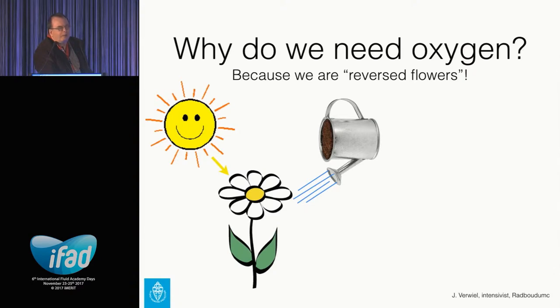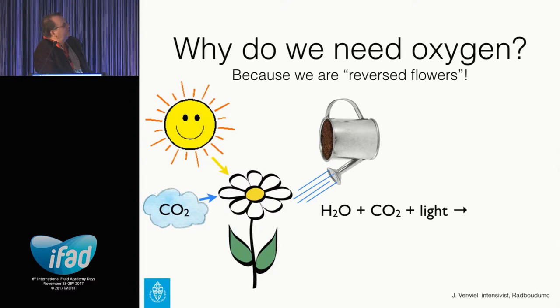These biological creatures make oxygen for us. So this little cloud is not oxygen, it's CO2. So then, back to basics, chemistry. Water plus CO2 plus light gives what? Well, this flower is going to grow and it makes oxygen for us. The flower is made of carbohydrates, so this is glucose and oxygen. So this is the way the flower makes this.